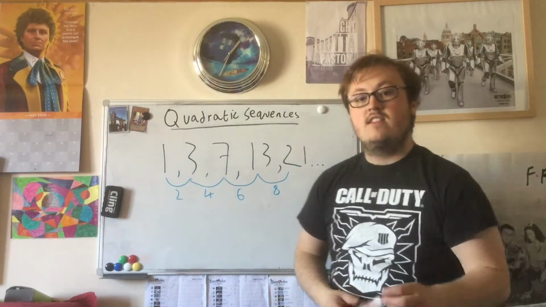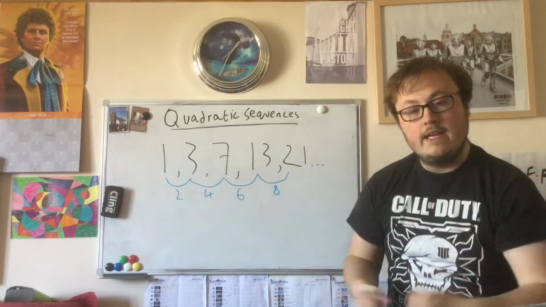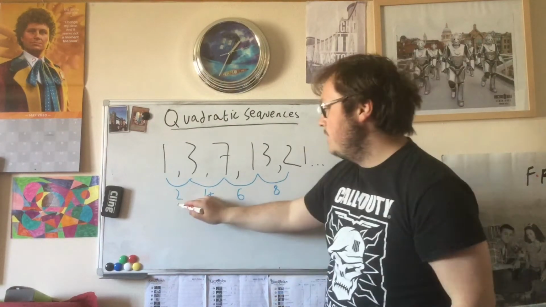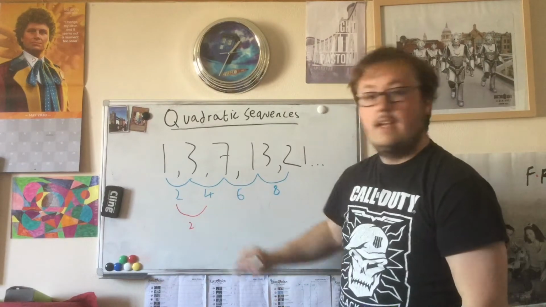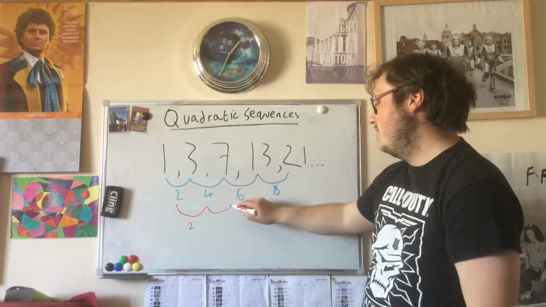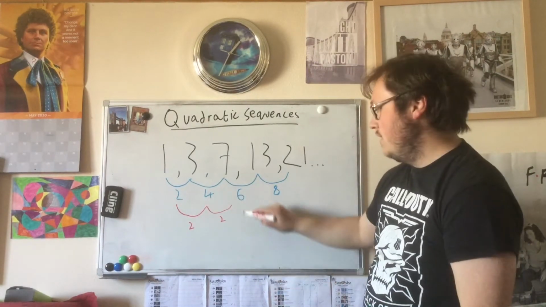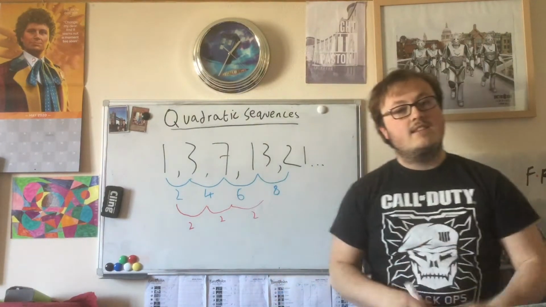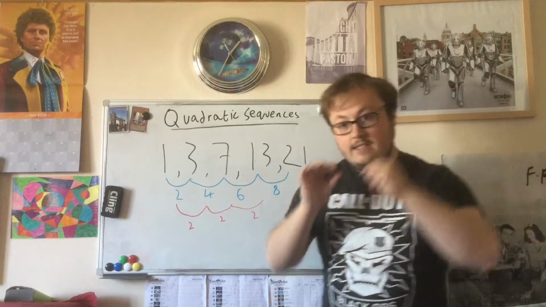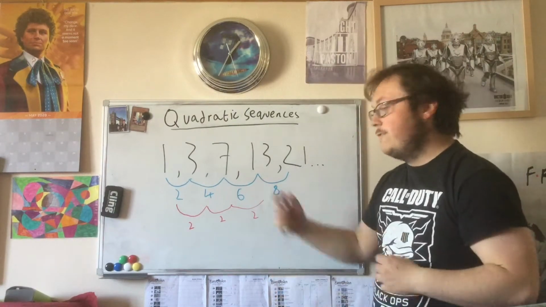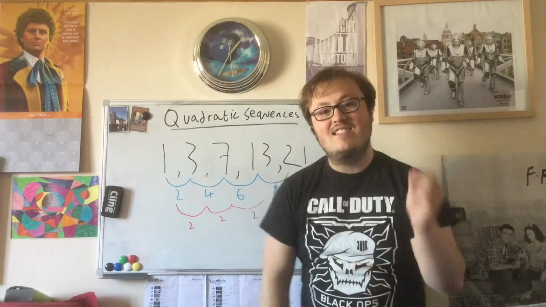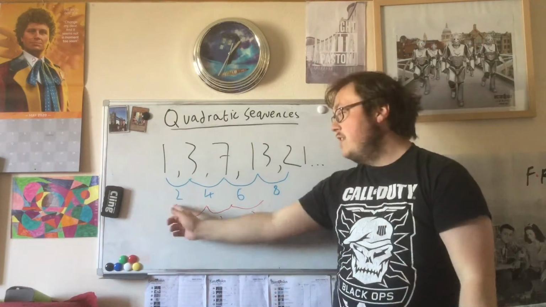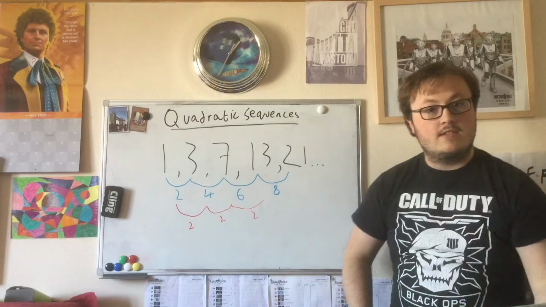Secondly, we find the difference between the differences. That sounds a bit strange, but I'll show you. So the difference between the 2 and the 4 is 2. The 4 and the 6, 2. The 6 and the 8, also 2. And that is how we know if the difference of the differences is the same, then the sequence is quadratic. So this one is a quadratic sequence.